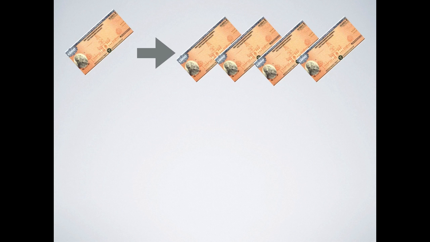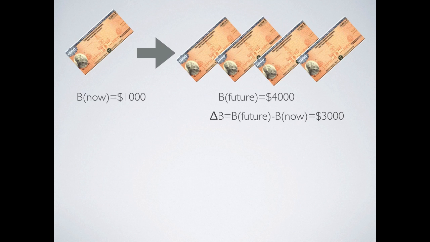The second saving scheme will be buying bonds. So we use the notation B to represent the amount of bonds that the household owns. B now equals 1,000 in this case, which means the household actually owns a $1,000 bond before the start of now. If the household decides to put more money into bonds, then in this case, B future will be 4,000. The change of B, we use the notation delta B, will be the difference between these two, which is 3,000.